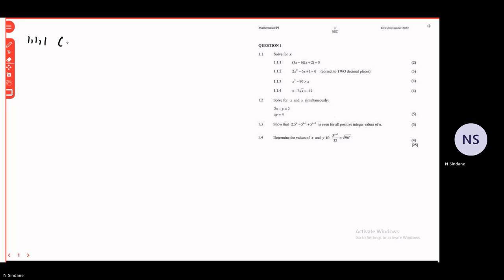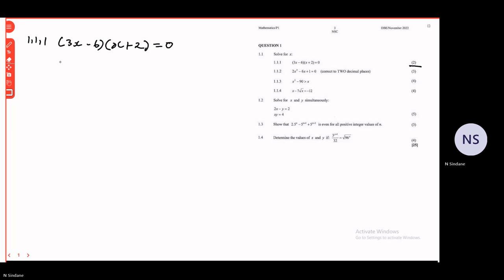So question 1.1.1, we're given in brackets (3x minus 6) times (x plus 2) equals 0. So with this, they already factorized it for you. There's no need for you to factorize. Even the mark allocation tells you, you just need to get the values of x. You just need to give the person who's going to be marking the values of x, because that's what is going to mark the final answers.